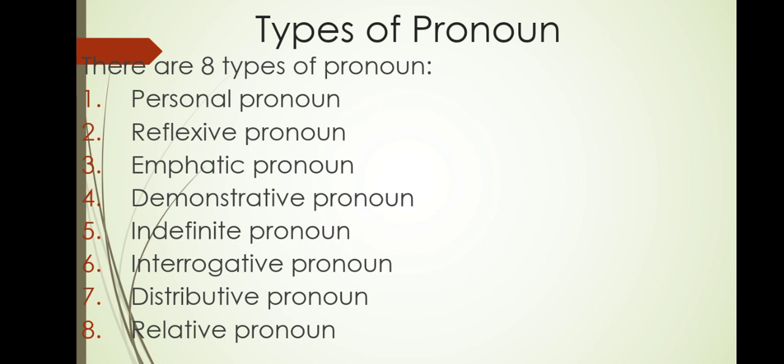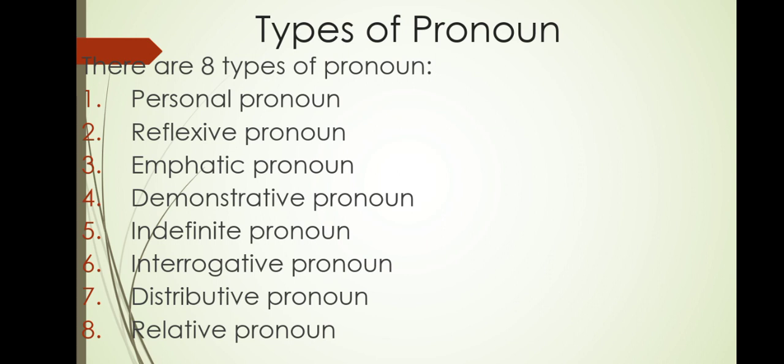So examples: he, she, it, they, someone, etc. See, types of pronoun. Here we have shown 8 types of pronoun. They are: personal pronoun, reflexive pronoun, emphatic pronoun, demonstrative pronoun, indefinite pronoun, interrogative pronoun, distributive pronoun, relative pronoun. Once again I will repeat, listen carefully. Personal, reflexive, emphatic, demonstrative, indefinite, interrogative, distributive, relative pronoun.